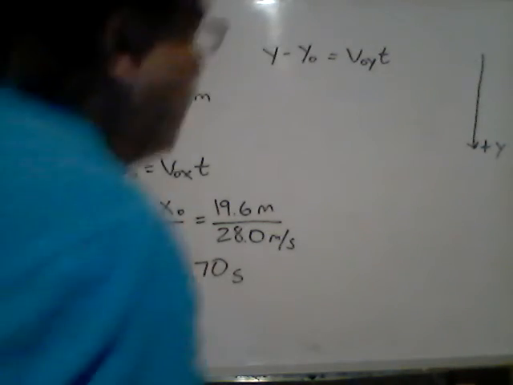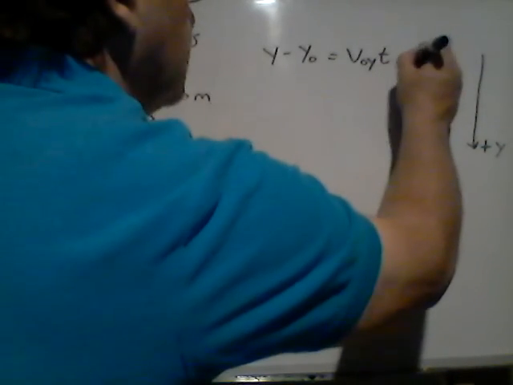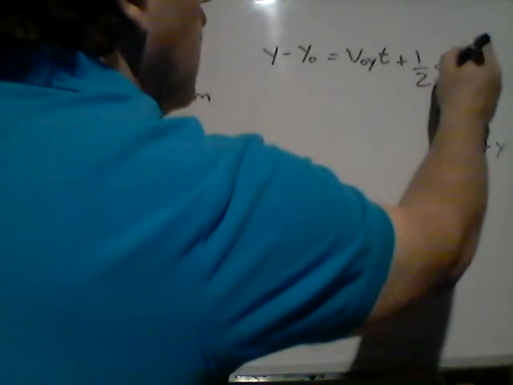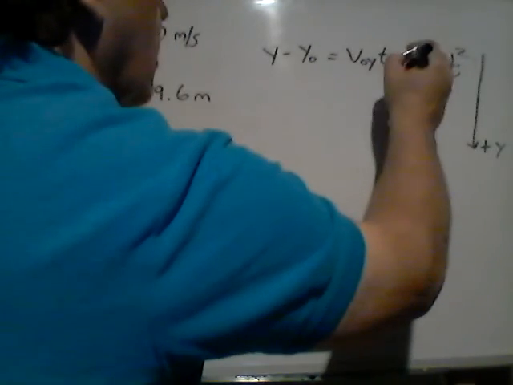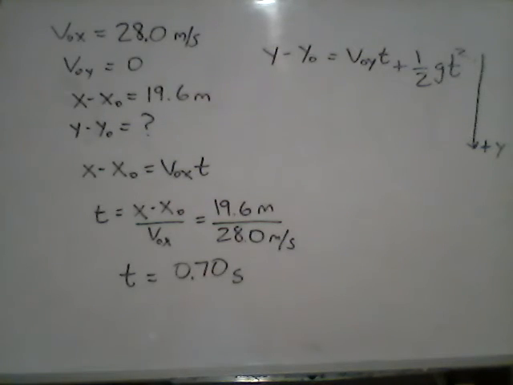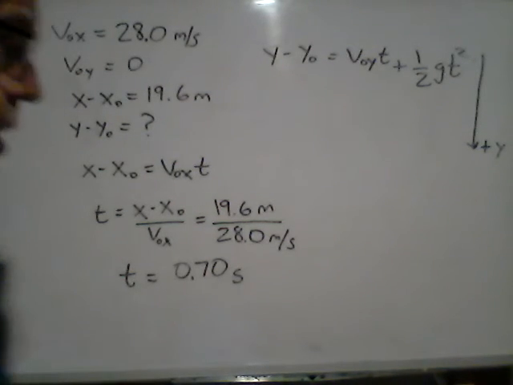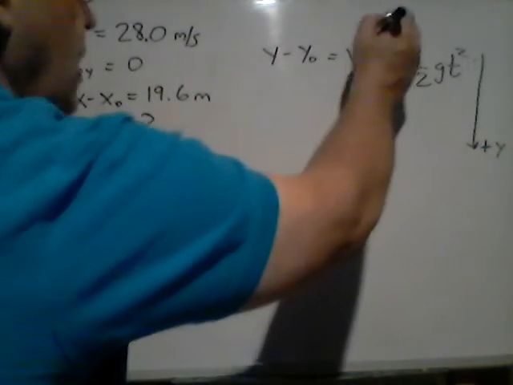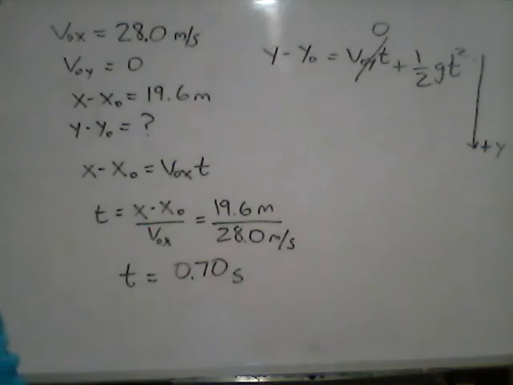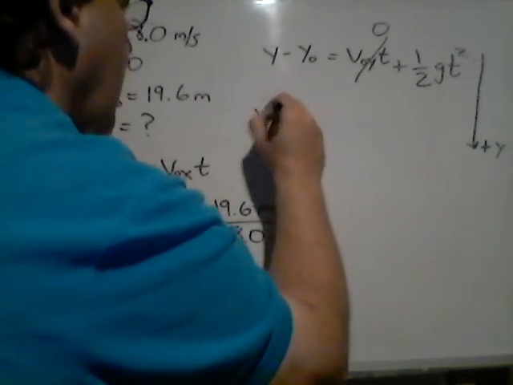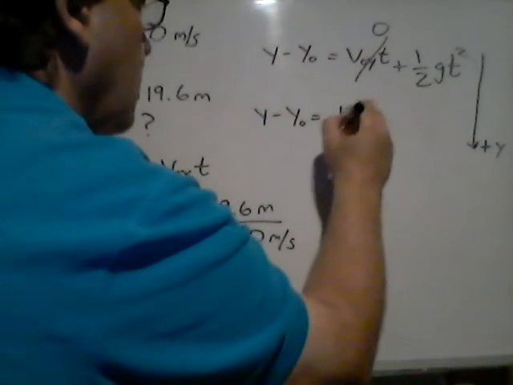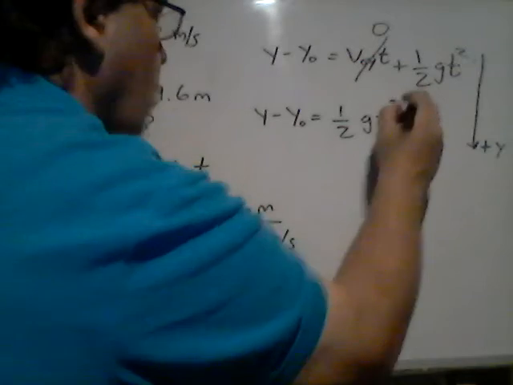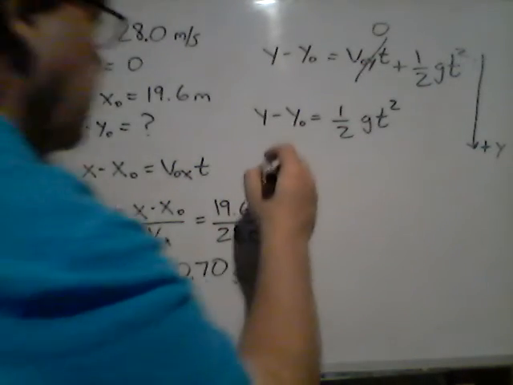So that means that if that's the case, then I have a plus 1/2 gt squared. Okay? So again, all of my motion is going to be positive because all I really have is falling in the y direction. And pretty much I know everything because I know that v naught sub y is 0. This equation quickly becomes y minus y naught is 1/2 gt squared. And we know t, so this becomes easy.